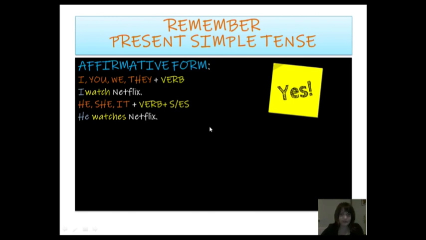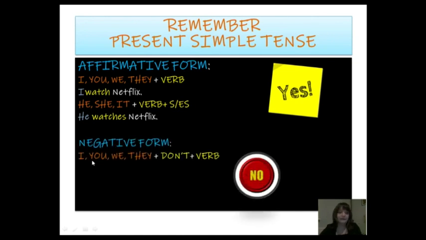Are you ready for the negative form? Very good. Now, again, when we have I, you, we, or they, and we want to have the negative form, we must use don't plus verb. For example, I don't watch Netflix. Ja ne gledam Netflix. This sentence is I watch, ja gledam, but when we put don't, we get the negative form. I don't watch Netflix. Kada dodamo don't, mi smo dobili odričan oblik.